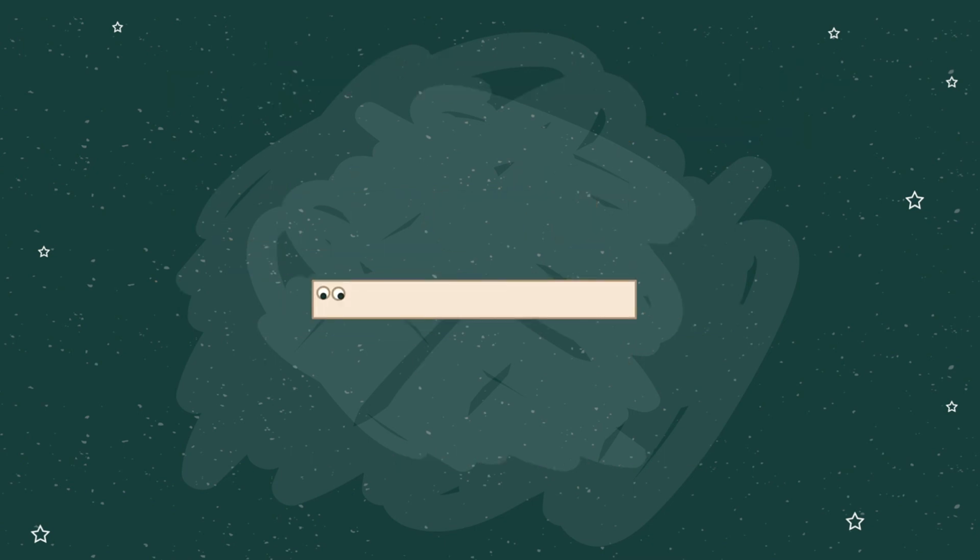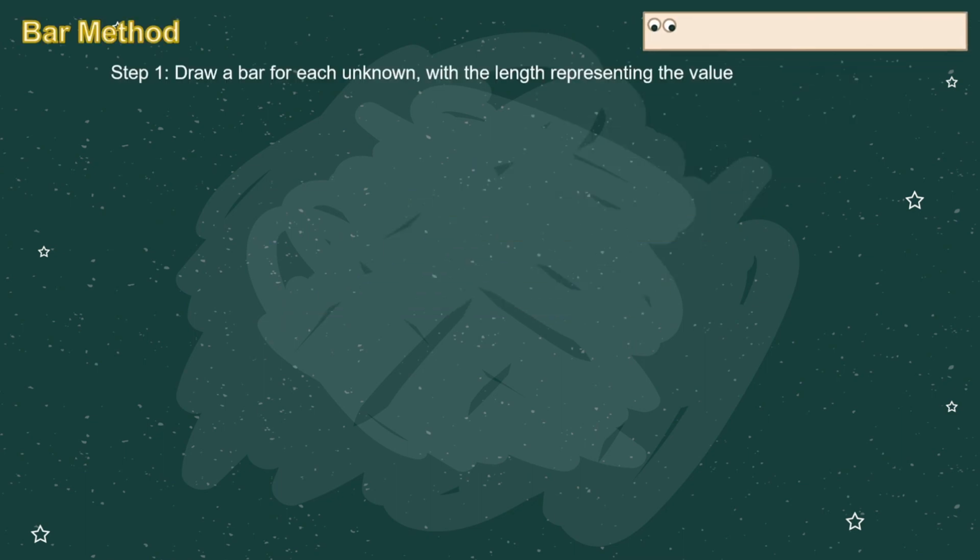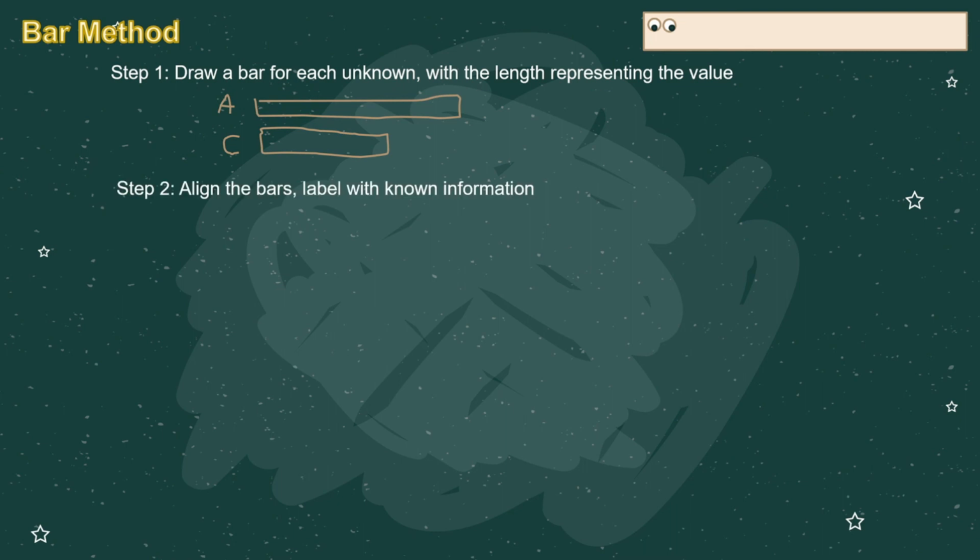To use the bar method, we first draw a bar for each unknown with the length representing the value of the unknown, or the original, or representing the whole, depending on the type of question you're doing. Next, you can align the bars and label overlapping parts with known information. This part should just be simple arithmetic, just like measuring the length of a bar.